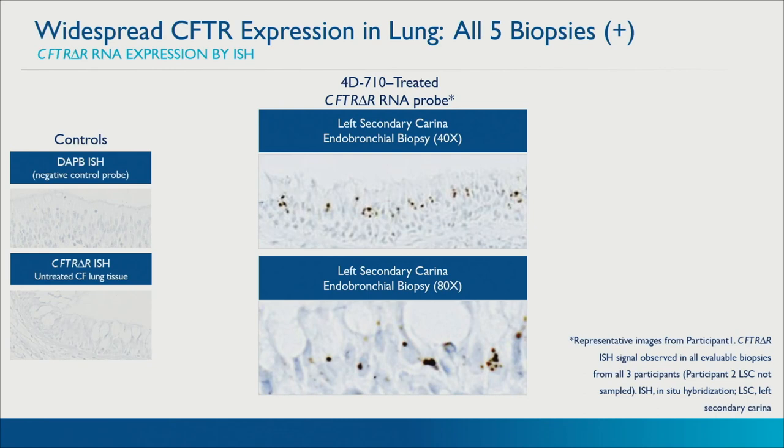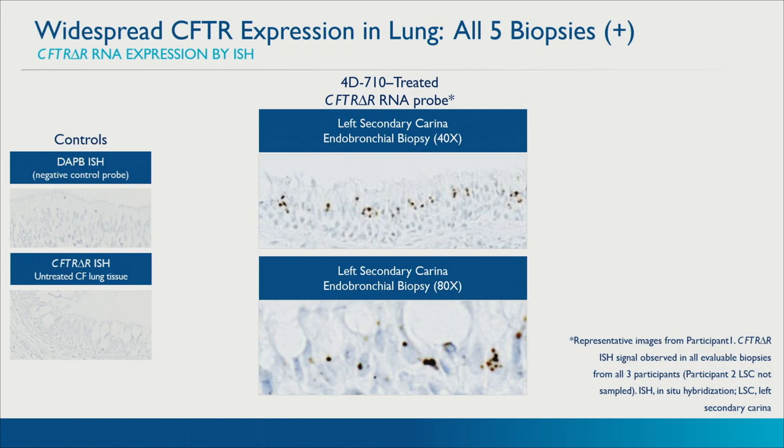Looking at the corresponding histology, on the left I'm showing controls. So the first control is actually a participant with a very nonspecific probe. The bottom control is untreated commercially available CF lung tissue. But if you look at the 40X and the 80X images, you can see that there was RNA expression by in situ hybridization. And this is just an example from participant 1, but it was seen in all three participants.